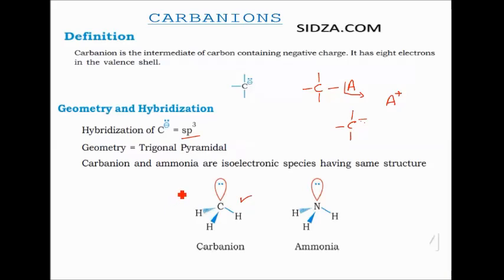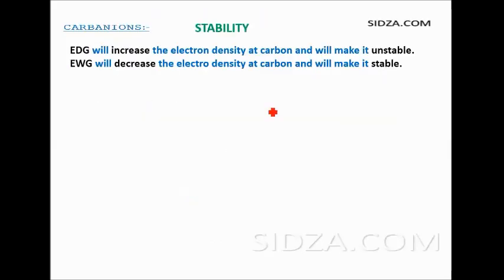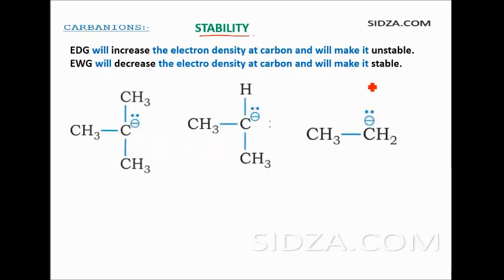Now regarding its stability, which is the most important point, this is what we are going to discuss here: the stability of the carbanions. We know the carbon is an electron rich species. And these are the different types of carbanions. This is a tertiary carbanion here, 3-degree carbanion. This one is a secondary carbanion, and this is a primary carbanion because it has only one alkyl group attached here, and this has 2 alkyl groups, and this has 3 alkyl groups.